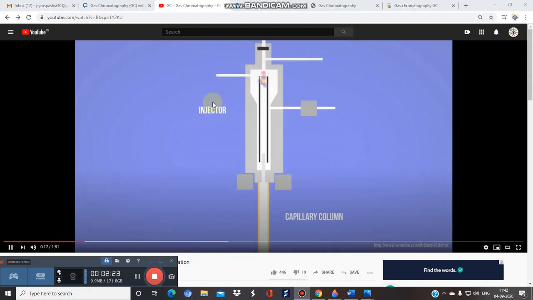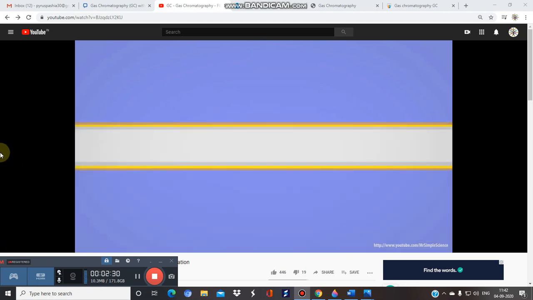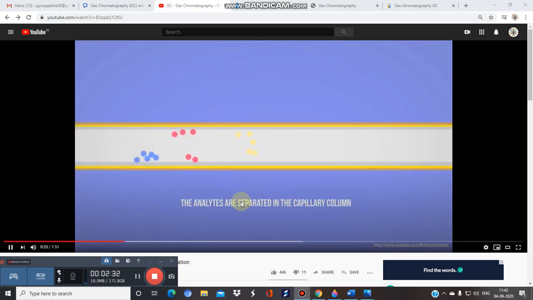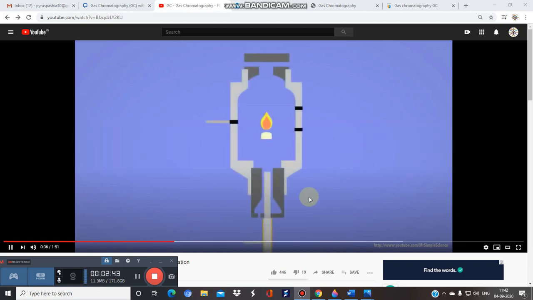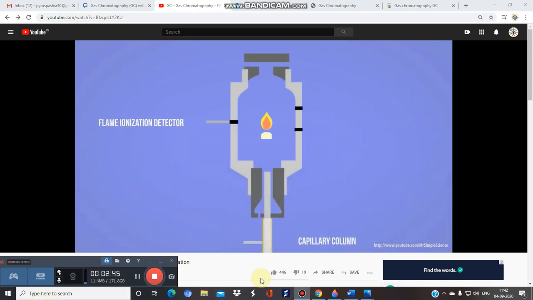So just here, this is your injector. Again, the mixture that is to be analyzed goes inside your column. The column is the place where the separation will take place. Here again the separation takes place inside the column, and then they go to the detector. So this is the detector. Again, this is the capillary column.